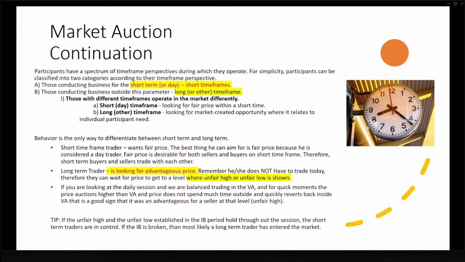So when you have a short term and you have a balance, is it other time frame traders trading with short term traders? Would it be short term to short term? Yeah, it's just short term both. Sellers and buyers on short time frame, therefore short term buyers and sellers trade with each other. Long term traders, like we just talked about, want the advantageous price, and you will feel it when they come in.